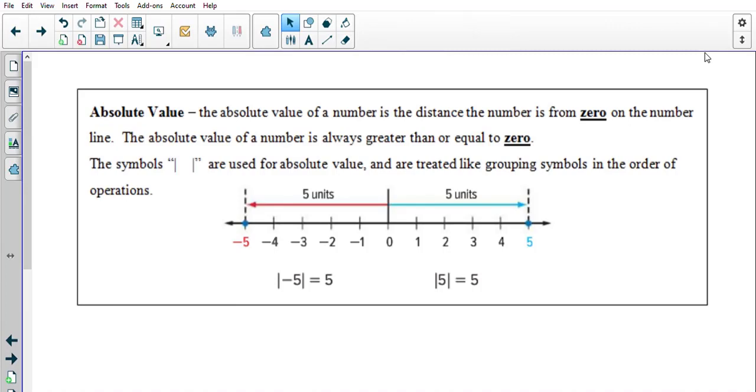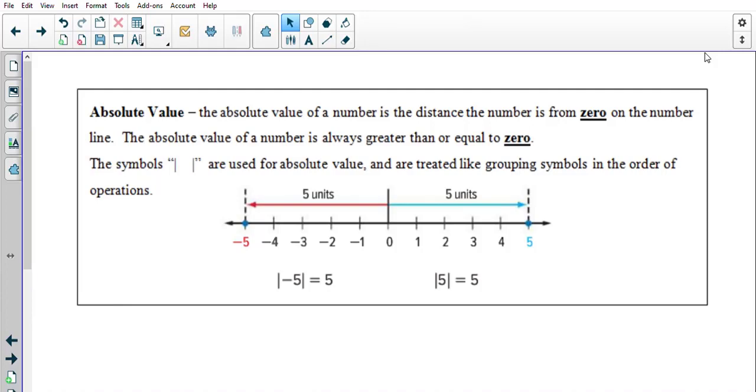I want to start, you want to find the box in your guided notes where it says absolute value. I believe it's on the back of the first page. So let's define what absolute value is. Absolute value of a number is the distance the number is from 0 on the number line. So it represents a distance. The absolute value of a number is always greater than or equal to 0.